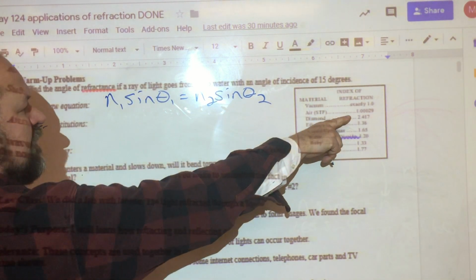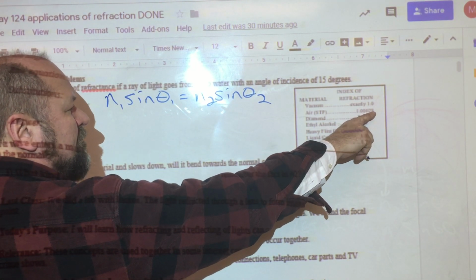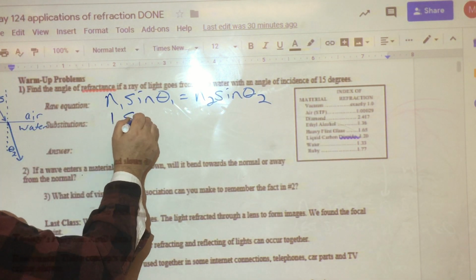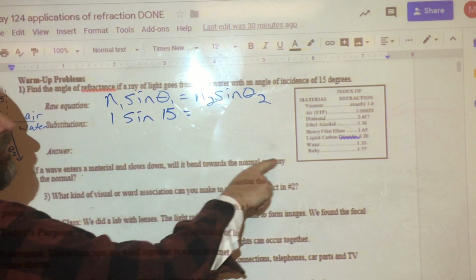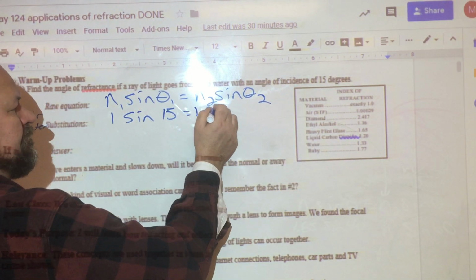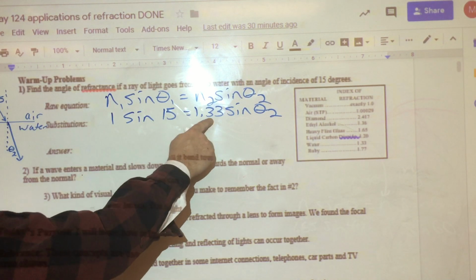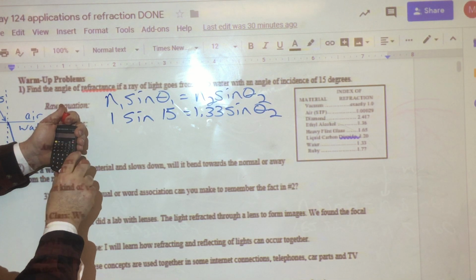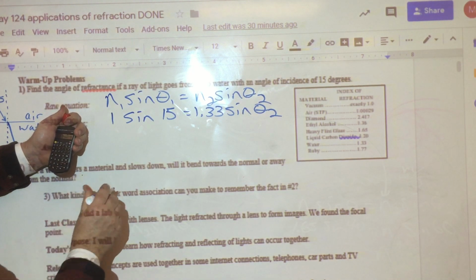For air or vacuum, we can just put in 1. It doesn't really matter, this 0.00029, that doesn't change things too much. We can just put in 1 for the index of refraction for the air. Sine of the 15 degrees. n2 is for water, that's going to be 1.33. And then our unknown stays as theta 2. So I'm going to divide the sine of 15 by 1.33, and I get 0.194.